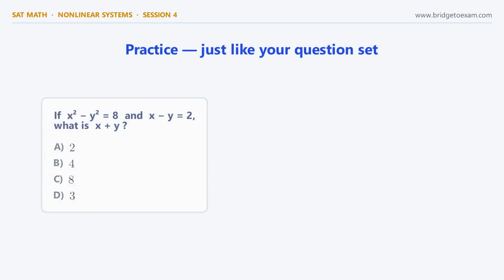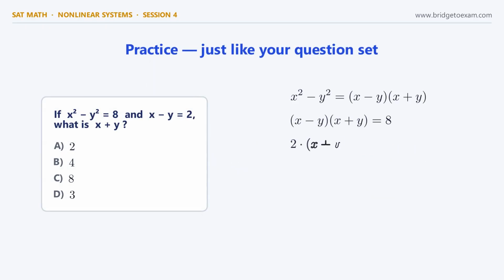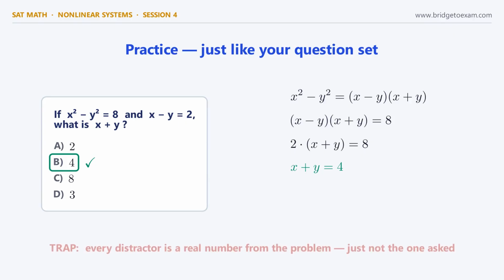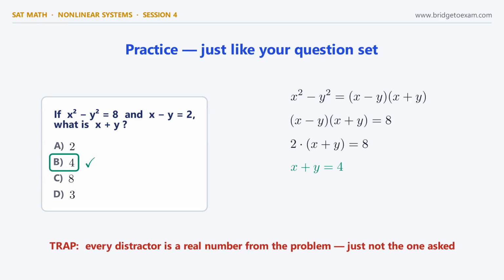Let's do one from your practice set. If x squared minus y squared equals 8 and x minus y equals 2, what is x plus y? Don't substitute. Look at the structure. The left side of the first equation is a difference of squares, so factor it. x minus y times x plus y equals 8.